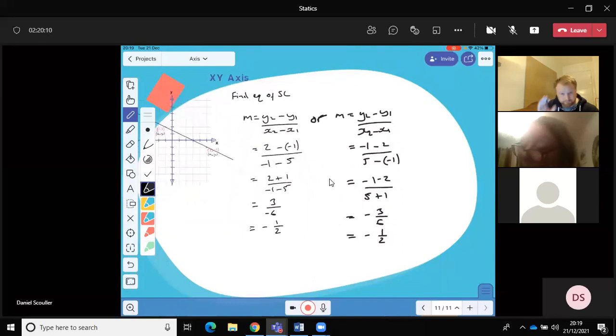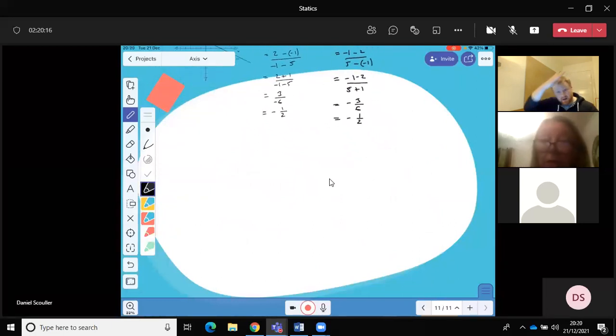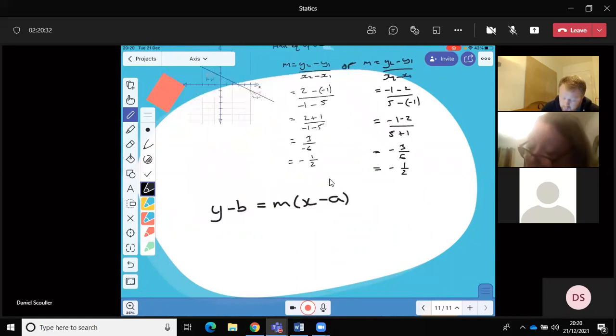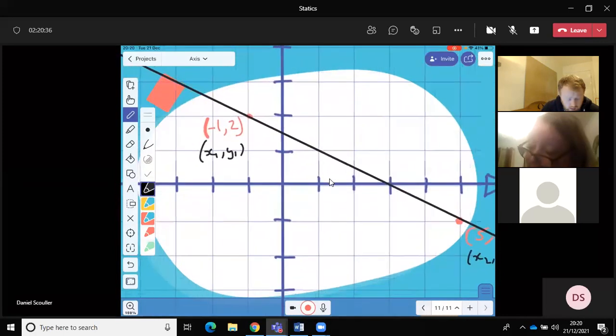Okay, so we've got our gradient. That was a wee slight detour. Okay, but we've got our gradient of -1/2. Okay, that makes sense with the line that we see. Okay, it's a negative gradient, so we're fine with that. y minus b equals m times x minus a. We want to pick one of the coordinates, it doesn't matter which one. Okay, what did I pick? -2.